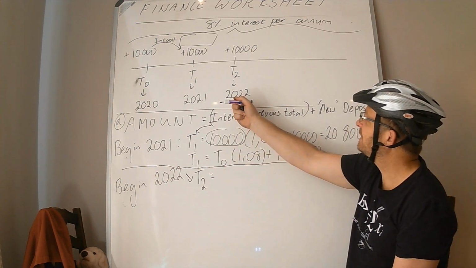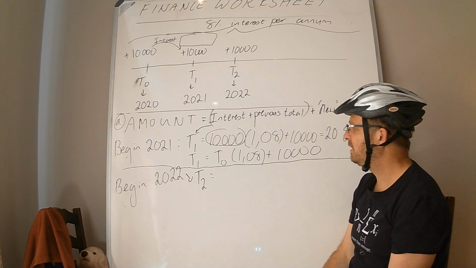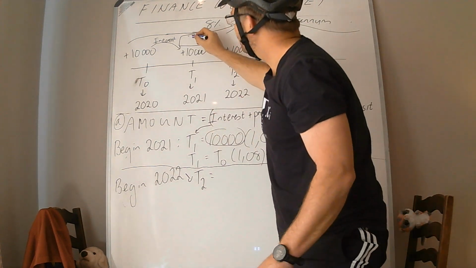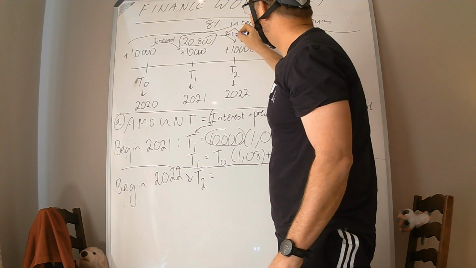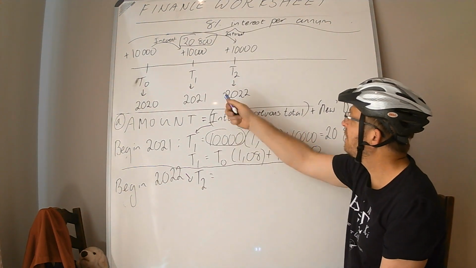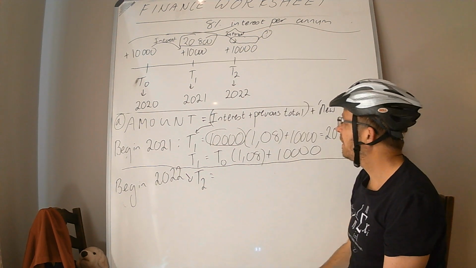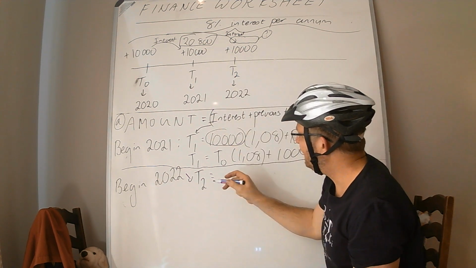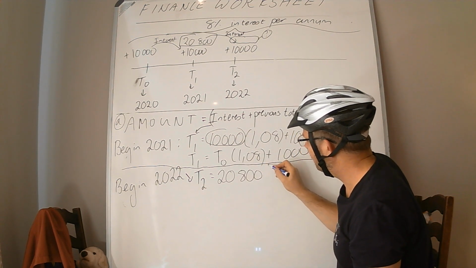Work out how much money is in the account. T2 is the beginning of 2022. How much will Naya have in her account at the beginning of 2022? So now, at this point, you had 20,800 Rand immediately after that deposit. Now you've got to go apply interest to that amount. So we're trying to find out how much is in the account at this point over here. So T2 is going to be equal to, well, you've got to apply 8% interest to 20,800.